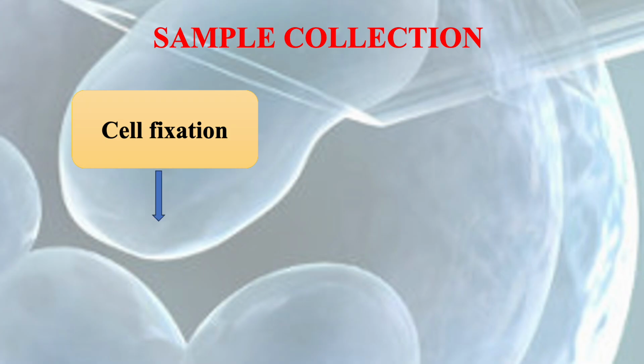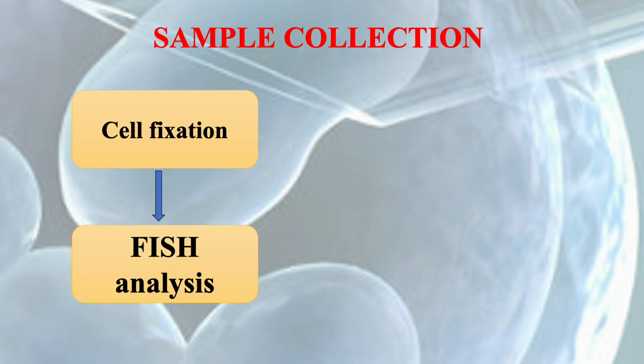Coming on to sample collection. So once we have removed the sample, how to collect that sample and send it for the examination. First is the cell fixation. In case we do the cell fixation, further analysis by the FISH analysis, fluorescent in situ hybridization, can only be done. Because once the cells get fixed, the DNA amplification cannot be done. So it is the only FISH method which can be used once the cells have been fixed.